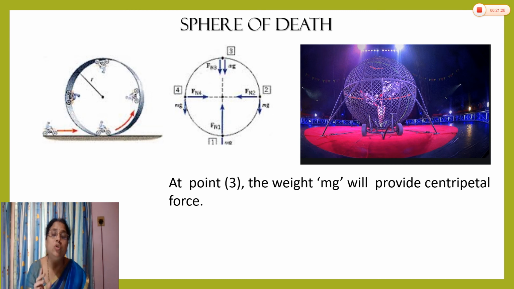It is the application of vertical circular motion. Here in this diagram, the 4 positions of that rider are shown here. At the uppermost point, the rider is completely vertically downward.